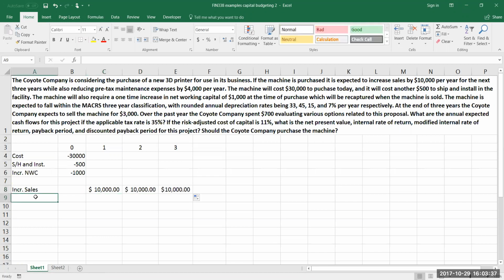Next, the problem specifies that we are going to be reducing pre-tax maintenance expenses by $4,000 per year. So we are going to have maintenance savings. And a penny saved is a penny earned. So if I am spending less on maintenance than I was before because I purchased this machinery, then that is a savings. So this $4,000 is a positive cash flow.